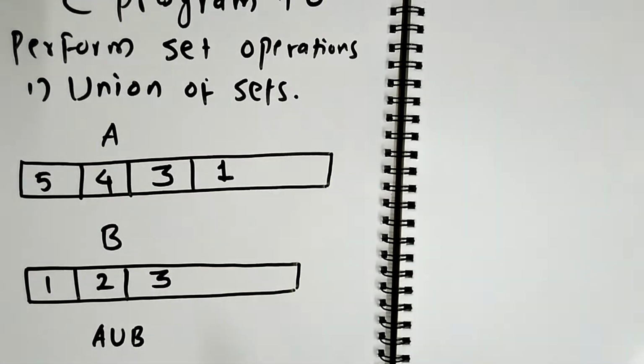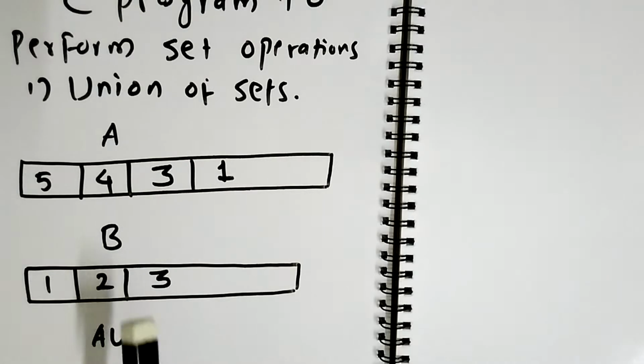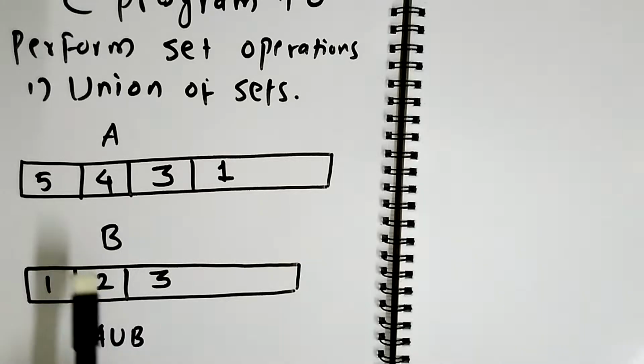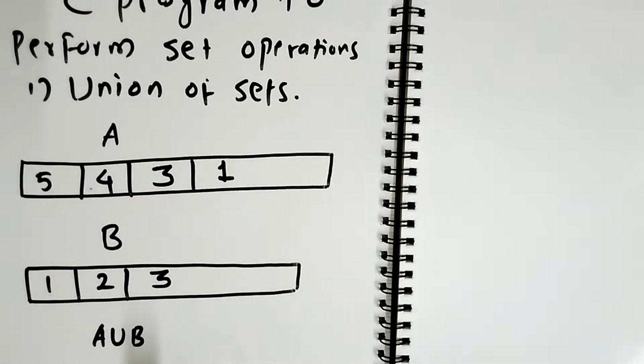Normally we store sets by using arrays. So here is an array A and array B. When we take the union of these sets, we'll get, let's say, an A union B array, which contains all the elements from A, and the elements in B which are not there in A will be added to A union B. So in short, the A union B operation consists of elements which are either in A or in B or in both A and B.